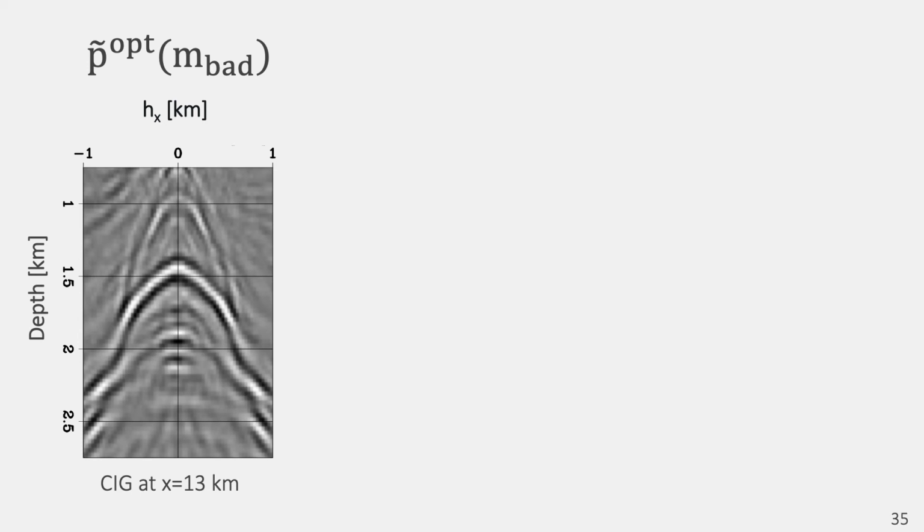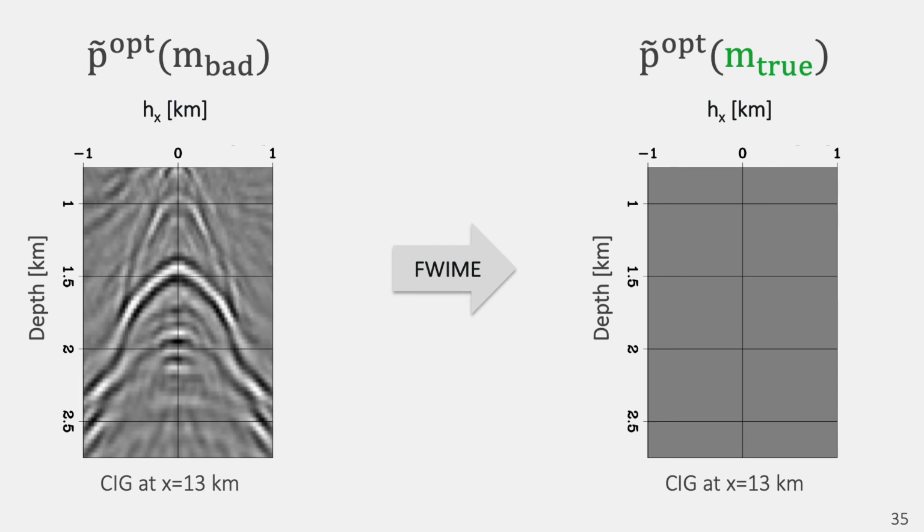So FWIME is going to be an algorithm that starts with p tilde optimal of m bad, and updates the velocity model until p tilde optimal becomes 0. And here again, the main difference is that we're not looking for a perfectly focused migrated image, but we're looking for something that completely vanishes.